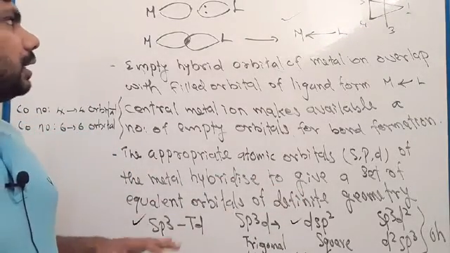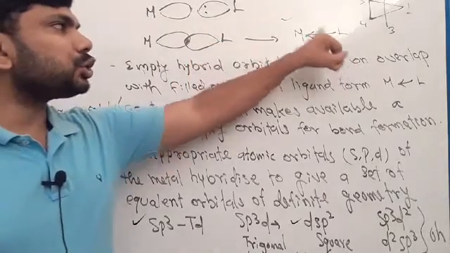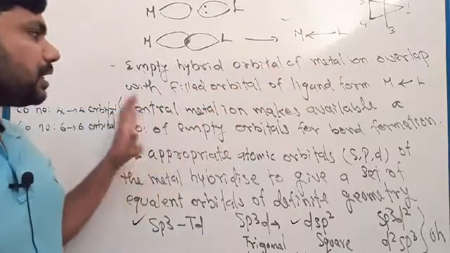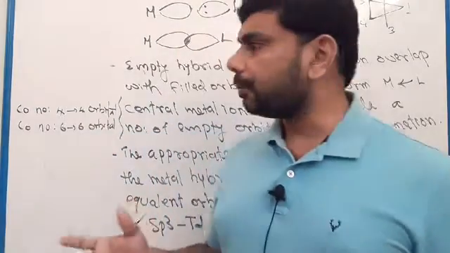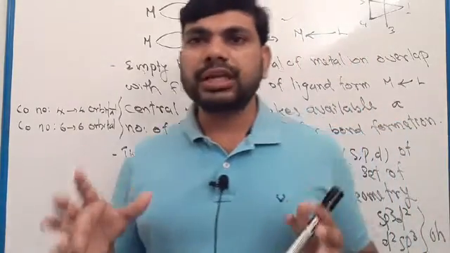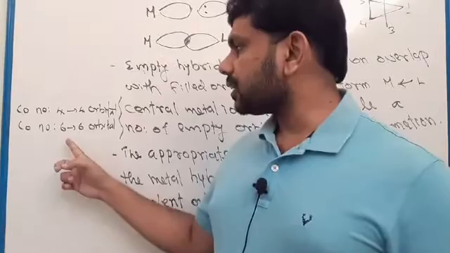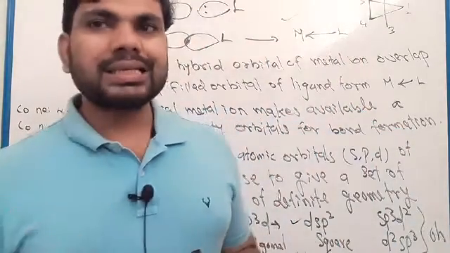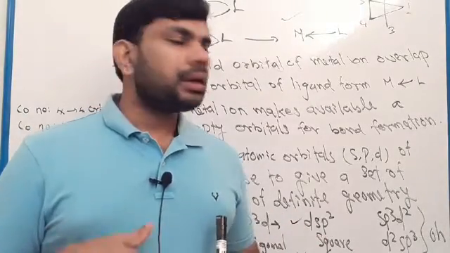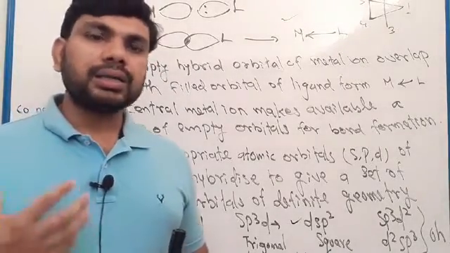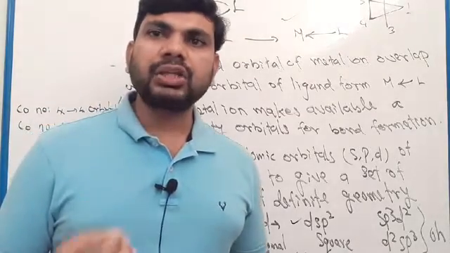Clear? So here we discussed that the central metal atom with empty orbitals overlaps with filled orbitals of ligands and forms ligand to metal coordinate bonds. The central metal atom makes available a number of empty orbitals. For example, a complex with coordination number 4 makes available 4 empty orbitals. Coordination number 6 makes available 6 empty orbitals. These empty orbitals of the central metal atom are hybridized to form a set of hybridized orbitals.